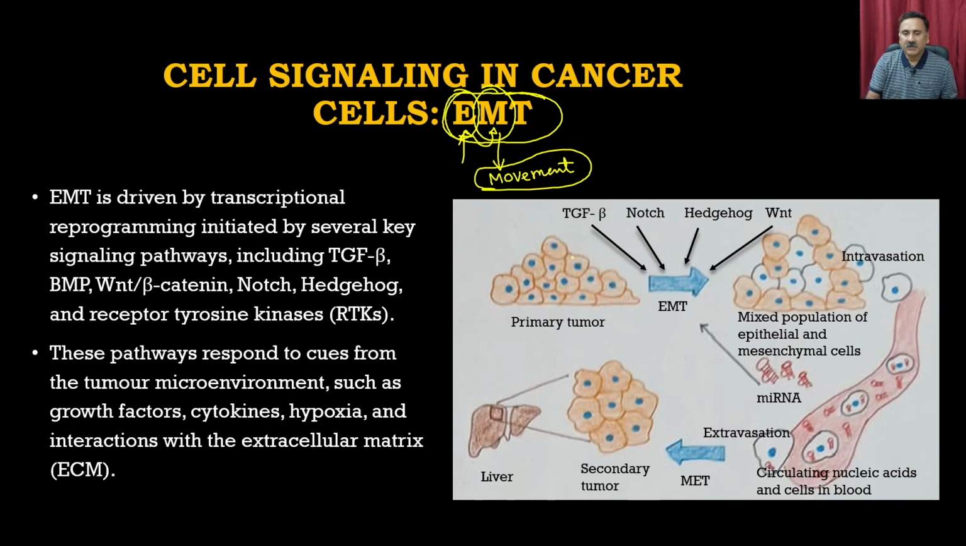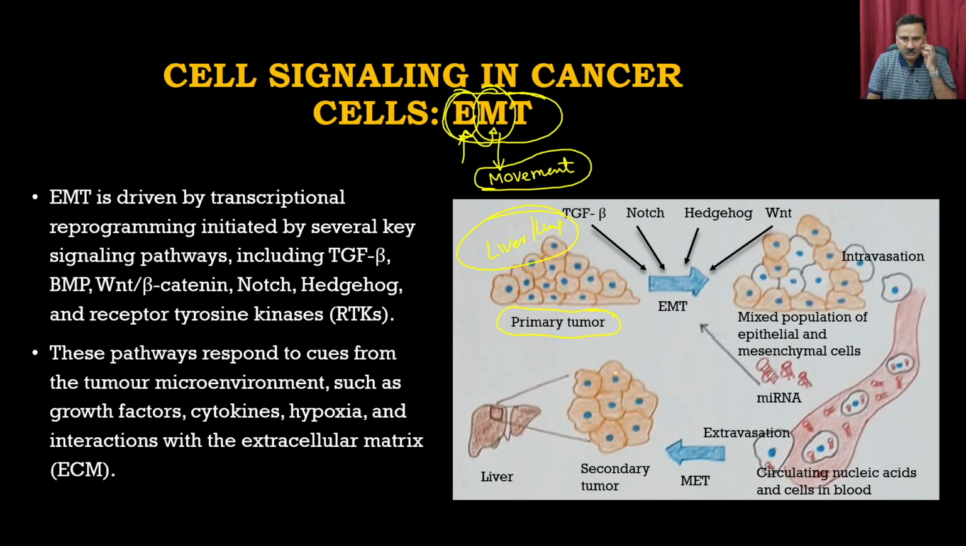For example, there could be a primary tumor which is formed in the liver, for example, right? Or the lungs, for example. And then from the liver or lung, it is going to move to different destinations. For example, it can move to the brain, it can move to the stomach, it can move to other parts of the body.